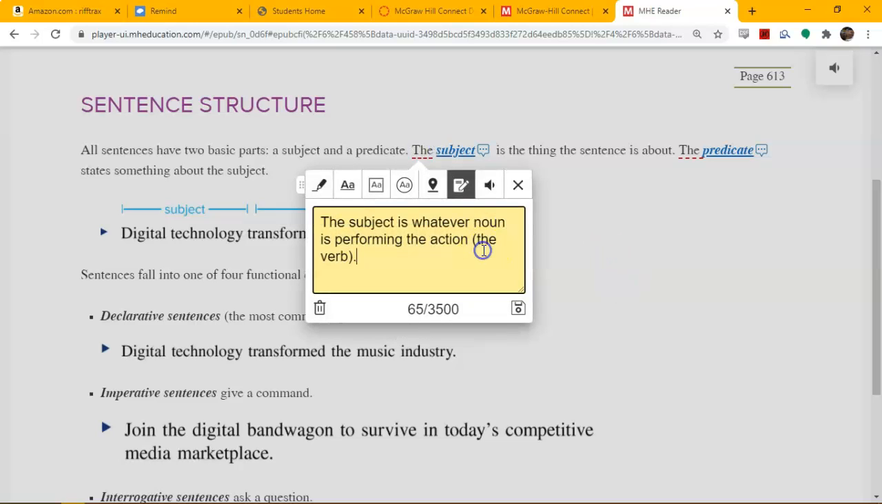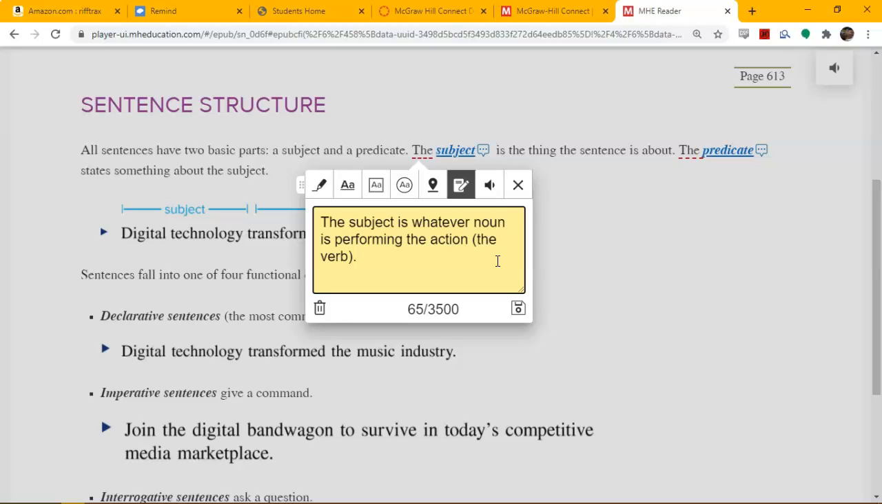The subject is whatever noun or pronoun is performing the action. That's going to be your verb. The action is your verb. So the subject is whatever noun or pronoun is performing the action of the verb.